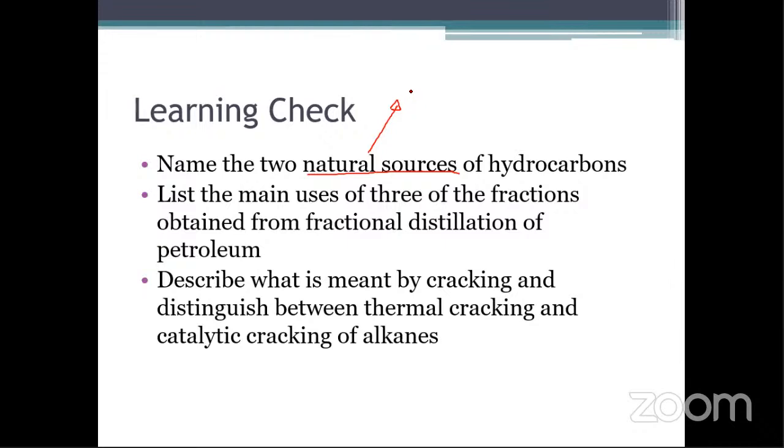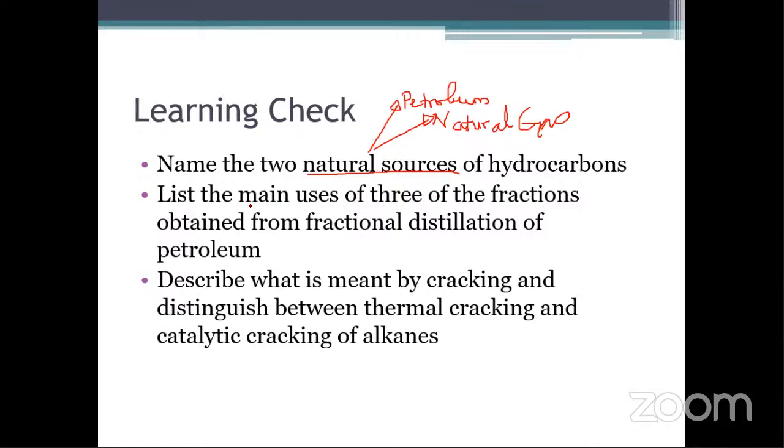Where do hydrocarbons come from, class? Crude oil. Right, very good. So crude oil, which we can also call petroleum, right? And the second is natural gas. So these are the two sources of hydrocarbon, petroleum and natural gas.